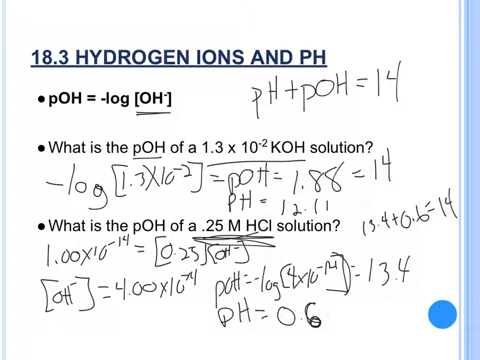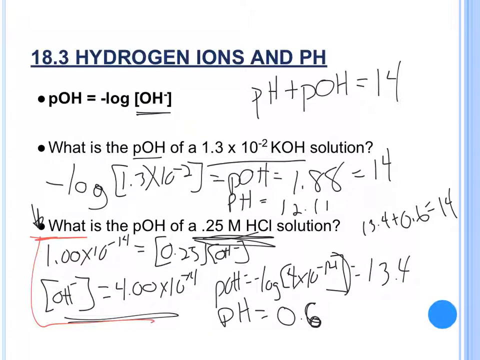Why do you care? Well, because if you had a question like this one, right, what is the pOH of a 0.25 molar HCl solution? You could do what we did here, right? What we did down here was we used the Kw of water, 1.0 times 10 to the negative 14th, and we found the hydroxide concentration, then we took the negative log of that. Okay, you could do that.